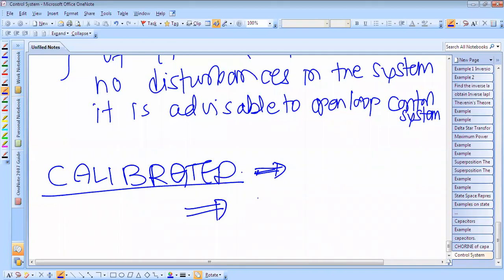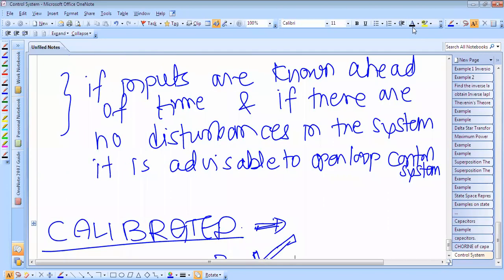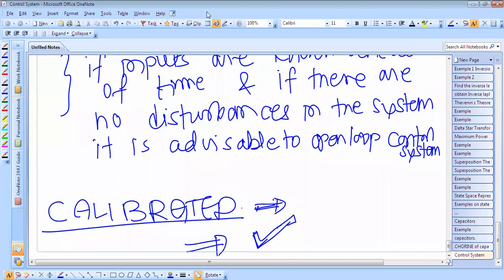So to maintain the required quality of output, we have to recalibrate these components of the open loop control system from time to time. So these are the definitions and the examples of the open loop, as well as the advantages and disadvantages of the open loop and closed loop control systems.